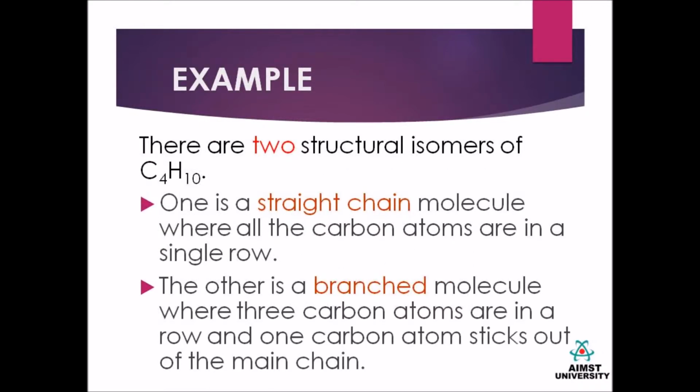Now let's see the example for chain isomers. Let's take C4H10. It is chemically called butane. It has two structural isomers. One is a straight chain molecule where all the carbon atoms are in a single row. The other is a branched molecule where three carbon atoms are in a row and one carbon atom sticks out of the main chain.